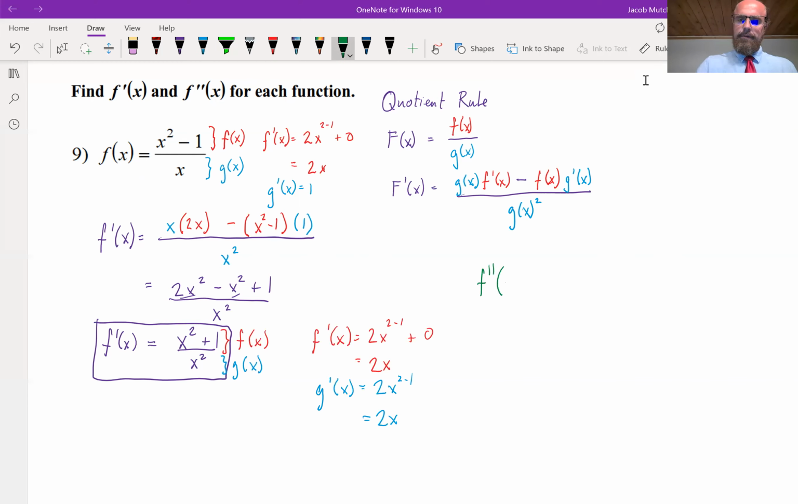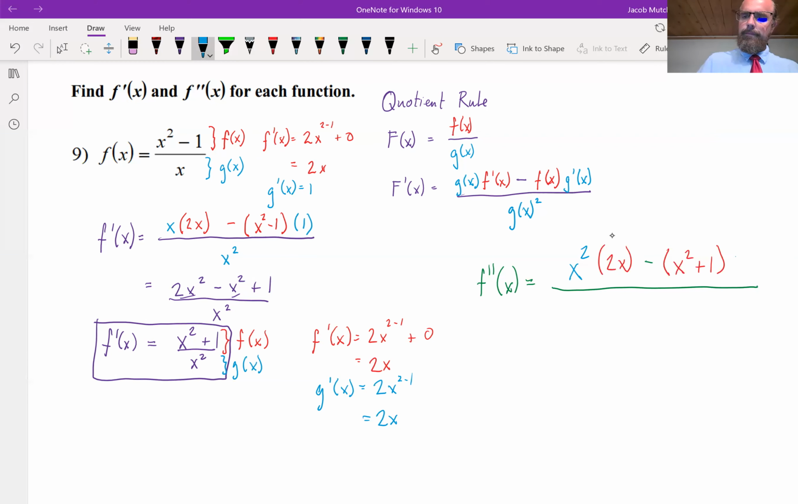So for the second derivative, we'll set up our fraction and put in our parts. The original g of x is just x squared. Put that in blue. Times the derivative of f, which is 2x, minus the original f of x, which is x squared plus 1, times the derivative of g, which is 2x. And that's all over g of x squared, which is x squared squared. So that again is ready to simplify.